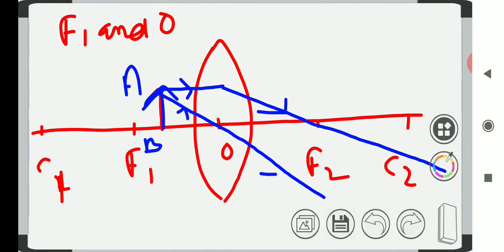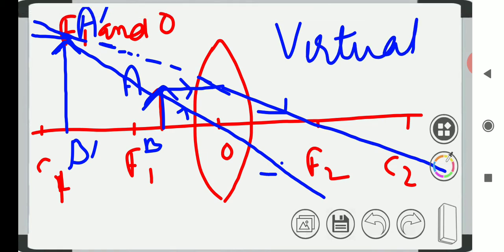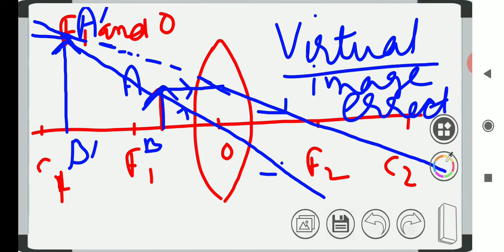These two rays do not actually meet, but if we extend the refracted ray in a backward direction, we will find that they appear to intersect at a point, and at that point the image will be formed. So this is AB and this is A dash B dash. It is the only case in which the convex lens forms a virtual image. And we know that a virtual image is always erect because it is formed because of the apparent intersection of the light rays.